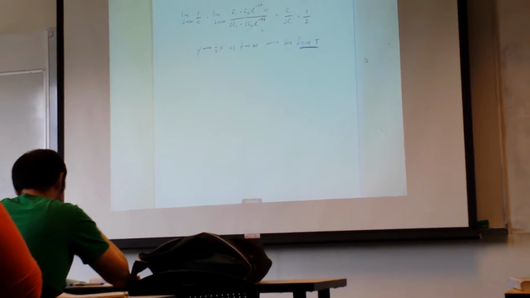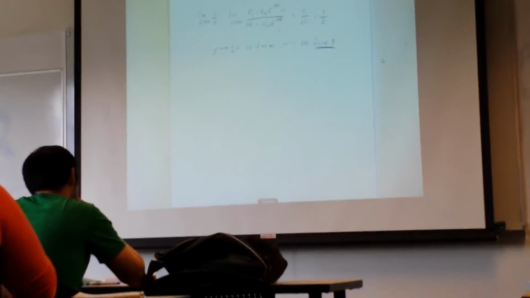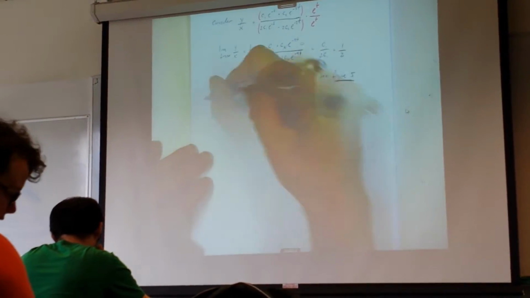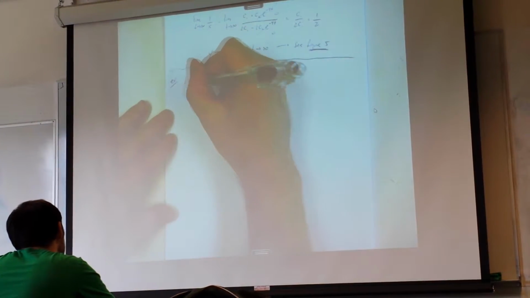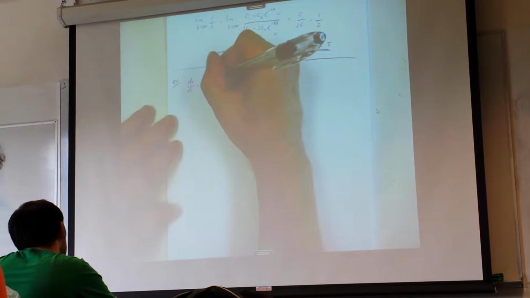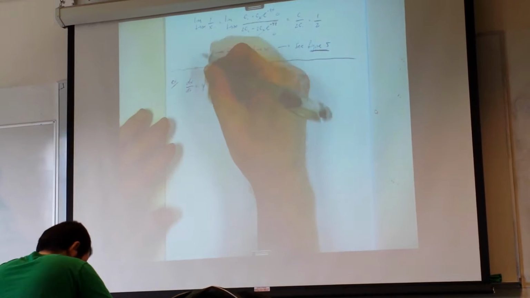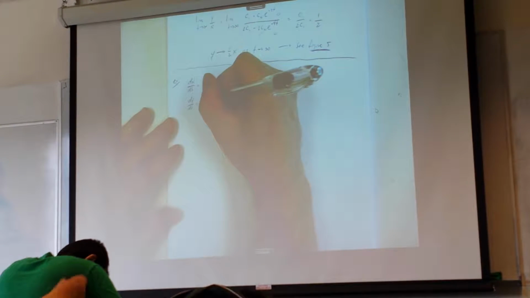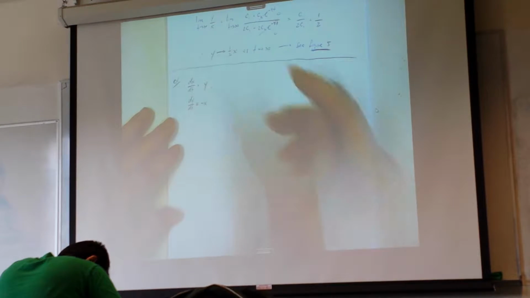Why don't we do one more example, and then we'll take a break. All right, so dx dt equals y. This is a very simple system. And dy dt equals negative x.